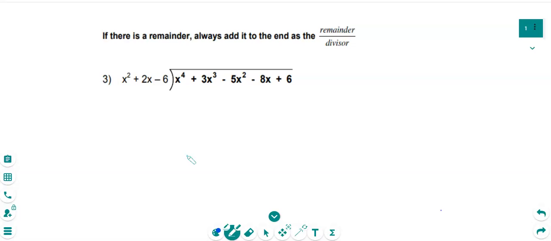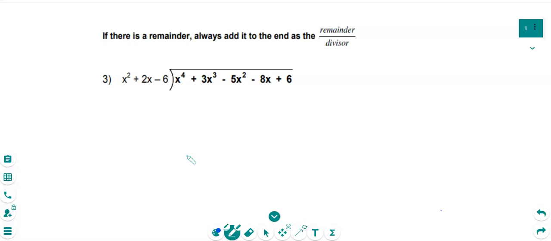Also notice that there is a variable for each term as we go down in exponents. So we have x to the fourth, then we have 3x to the third power, minus 5x to the second, minus 8x plus 6. If any of these exponents were missing, for example, if there was no negative 5x squared, and we just skipped over to negative 8x, you need to put a placeholder in order to do the long division. So you would put 0x squared if something was missing.